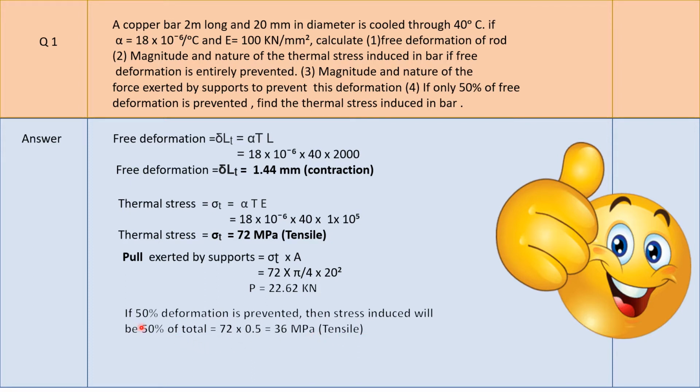If they say only 40% deformation is prevented, then you have to multiply by 0.4. If they say 30% deformation is prevented, then 72 into 0.3 will give you the answer. Like that you have to do. So this is how we have solved the first problem. Let us go to the next problem.